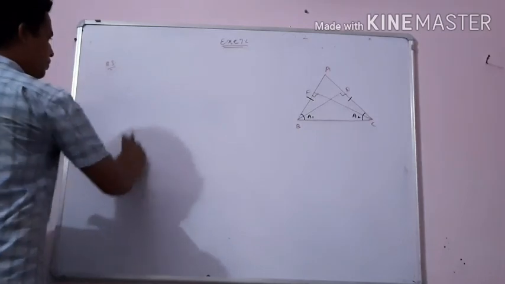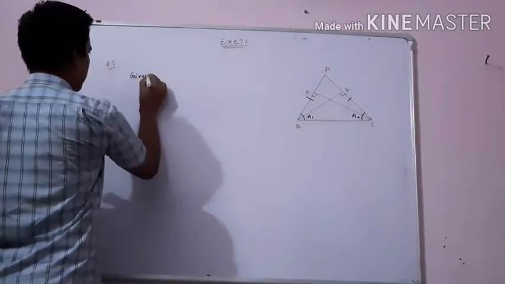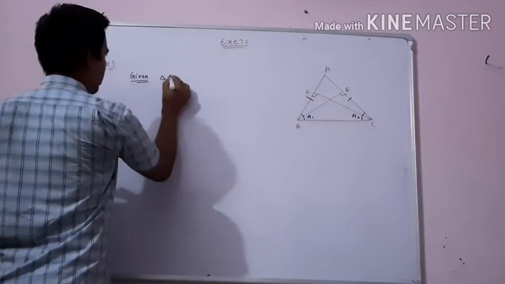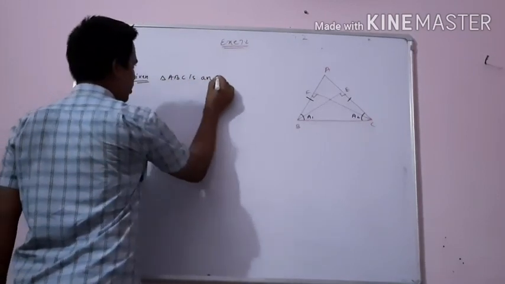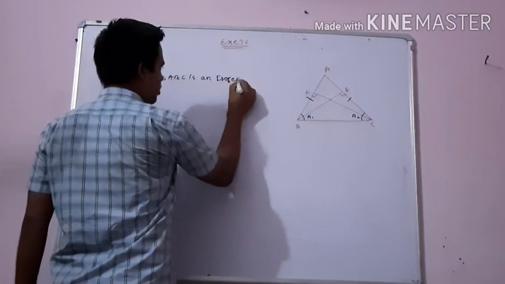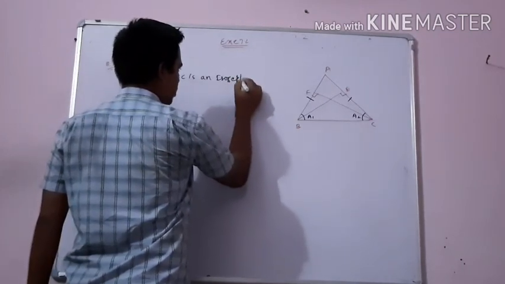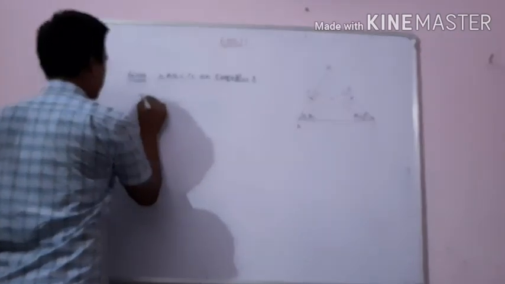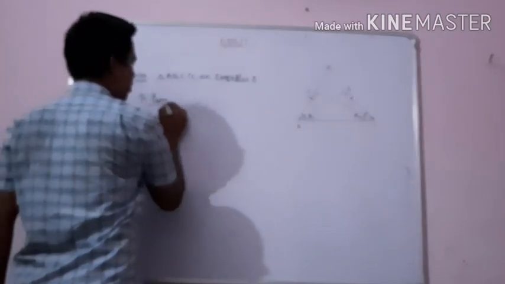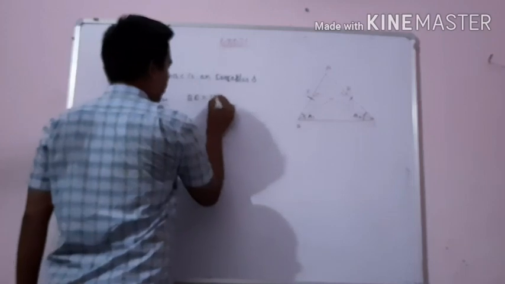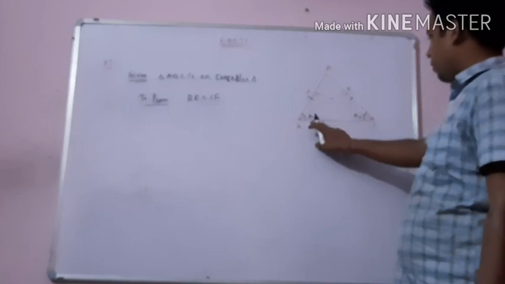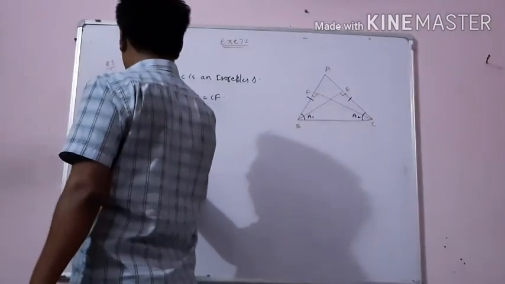So here, given: triangle ABC is an isosceles triangle. To prove, what do we have to prove? BE equals CF. Now let us consider, since AB equals AC, angle A1 will be equal to angle A2. To prove this, what will we write?